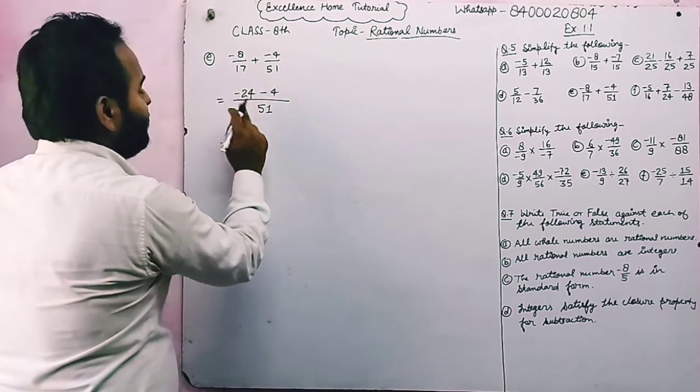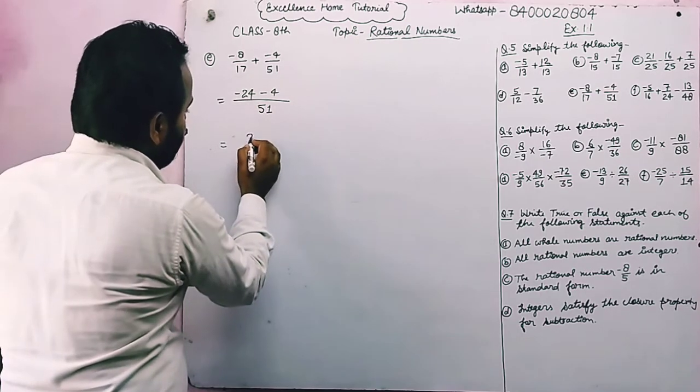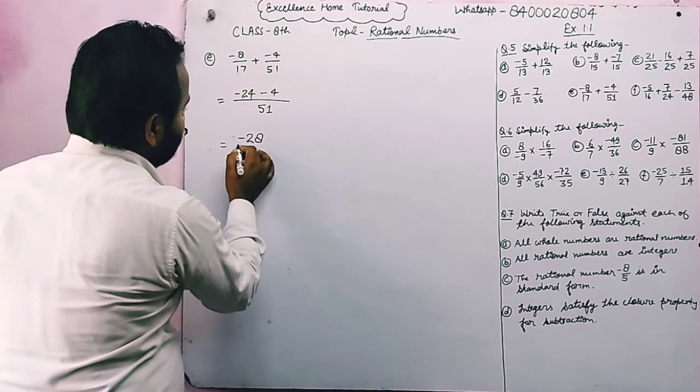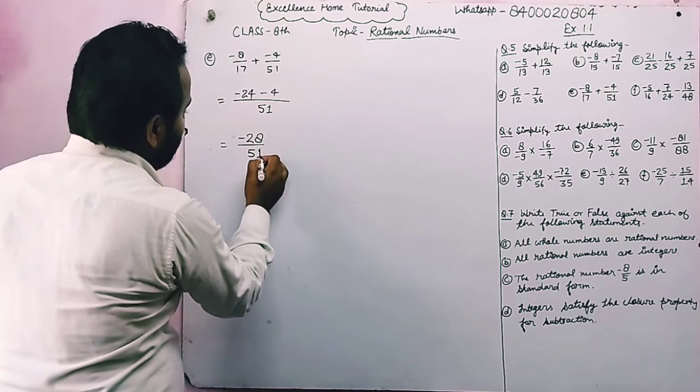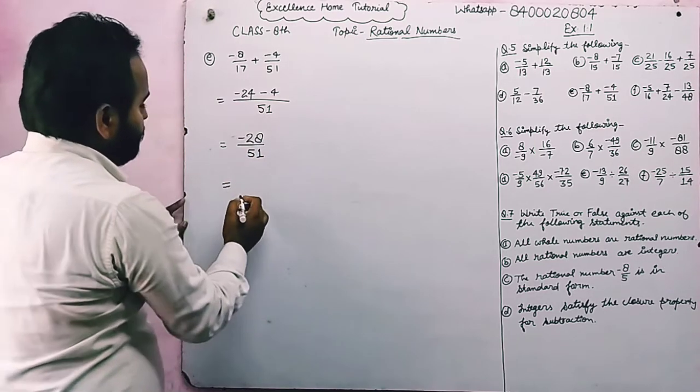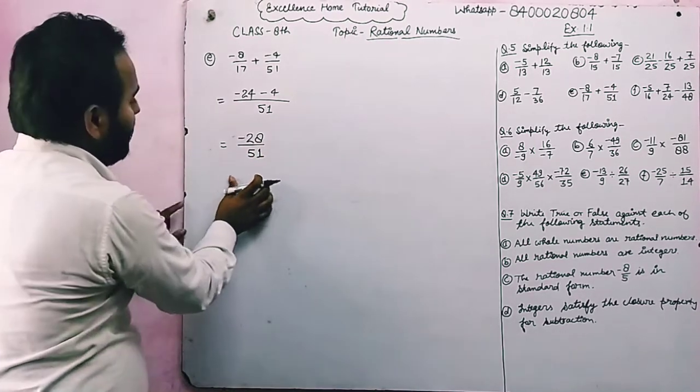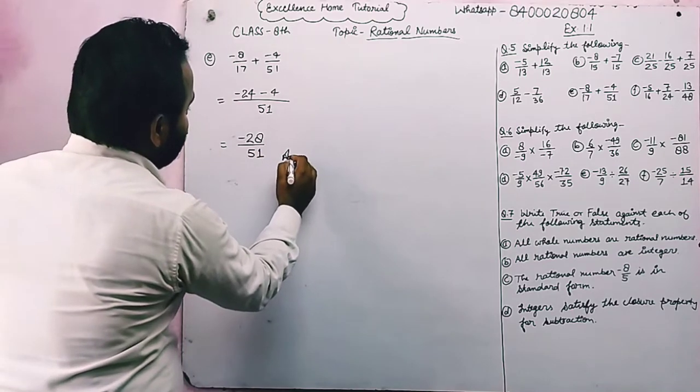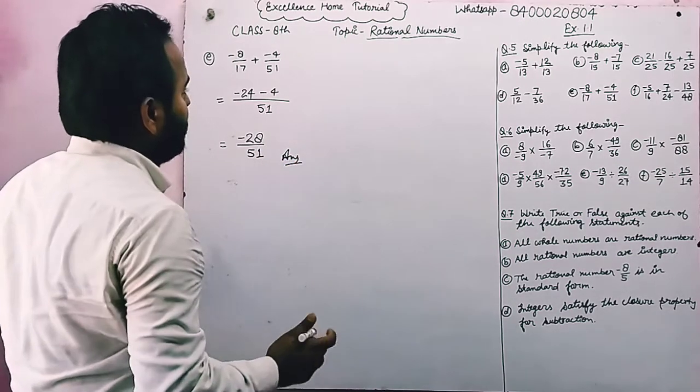Both signs are the same, negative, so we have to add both the numbers with the same sign, 51, and after that this is the answer.